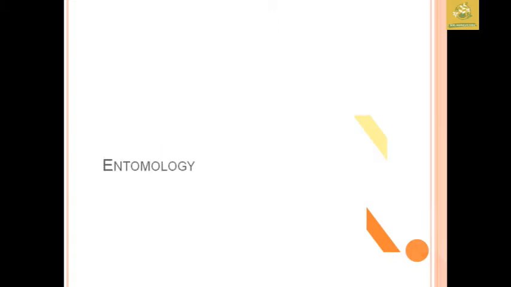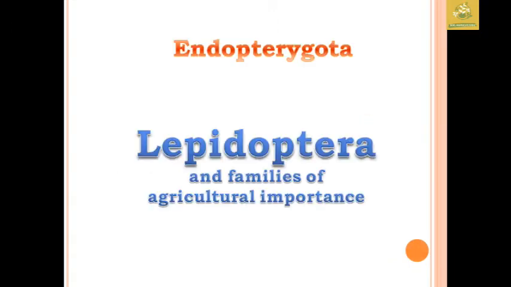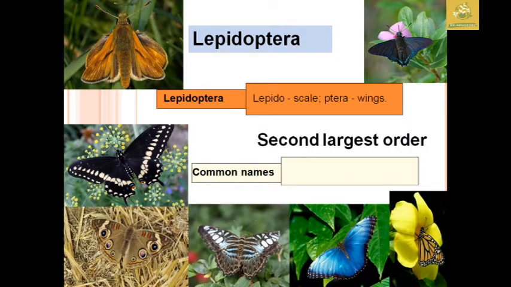In this video we are going to see about the fundamentals of entomology. I am going to cover the order Lepidoptera. These are said to be agriculturally important families. While seeing about the etymology of their order name, Lepido means scale and ptera means wings, so they are given the name because of their scaled wings. It is the second largest order in the insect classification.